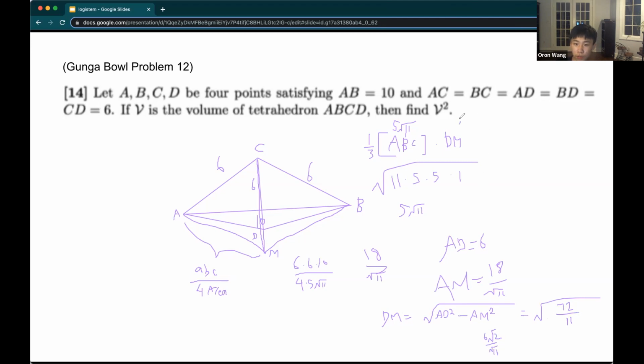So we can plug these into our formula. And the root 11s cancel. And the 1/3 times the 6 equals 2. What we're left with is that the volume is 10 root 2. And it asks us for the square of the volume. So this squared is just 200, which is the answer.